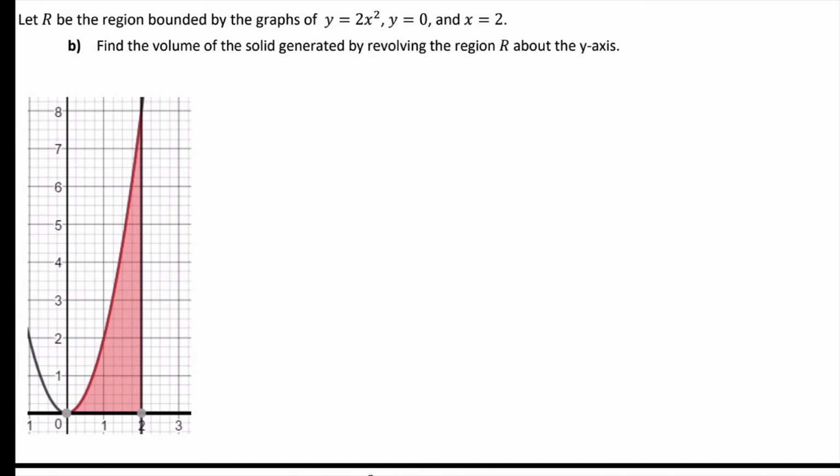Okay. So you have a parabola. You have y equals 0, which is right here. X equals 2 is right here. So the red stuff is the bounded part. It's going to revolve around the y-axis.